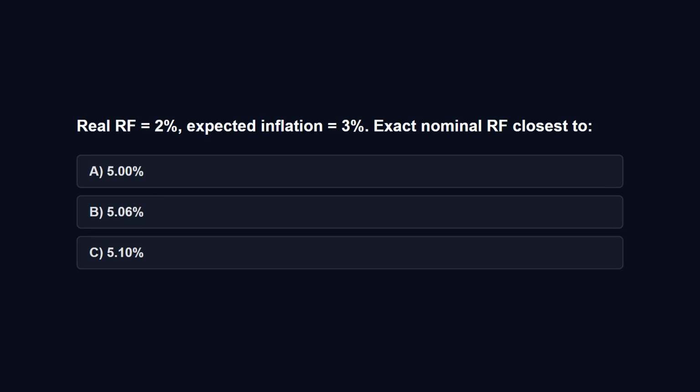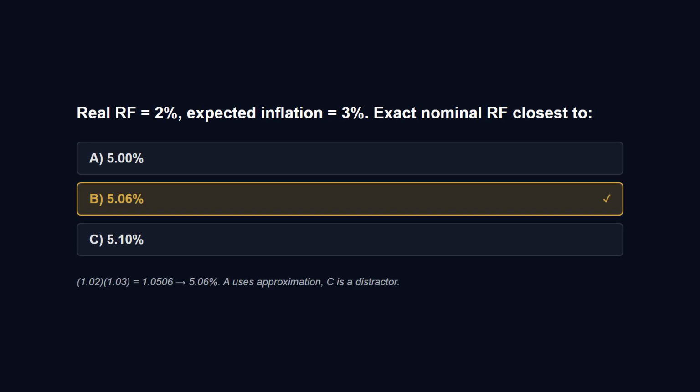Question 3. The real risk-free rate is 2% and expected inflation is 3%. Using the exact Fisher equation, the nominal risk-free rate is closest to A. 5%, B. 5.06%, C. 5.1%.